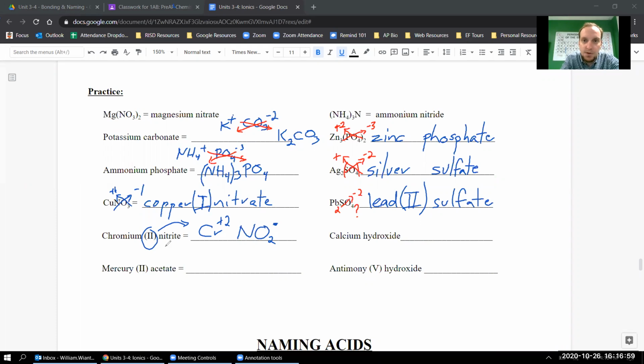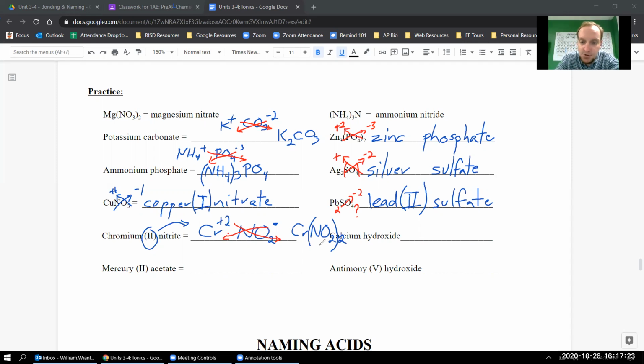It's +2. All we need to do is crisscross or swap and drop. And in this case, we're going to have Cr(NO2)2. Sorry, that's a little sloppy. Cr(NO2)2. That's the only way you could write chromium 2 nitrite.